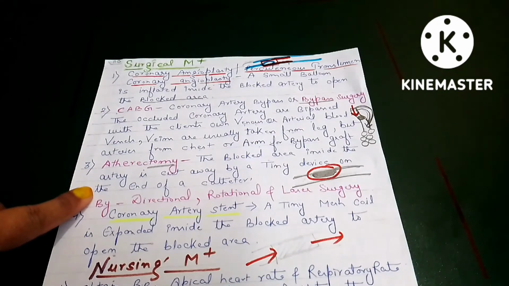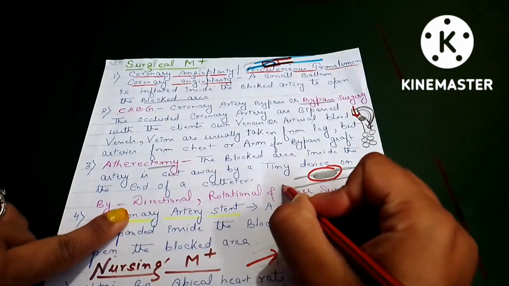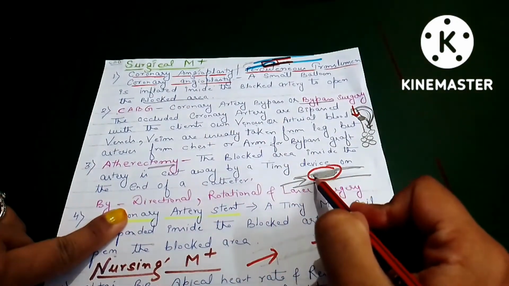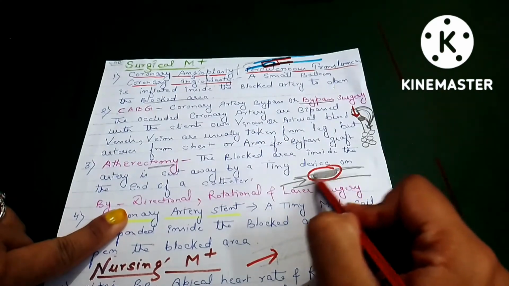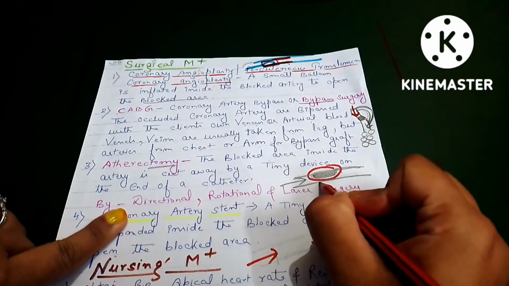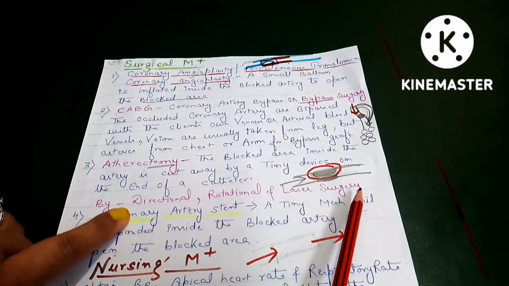So in this we can cut the plaque through a directional method. If the plaque is in only one direction, we will use the cutter in only one direction. Okay, and this cutter will cut the plaque. We can have that in rotational. Rotational means when the plaque is in both directions, then it can rotate and it can cut the plaque. And through laser surgery.